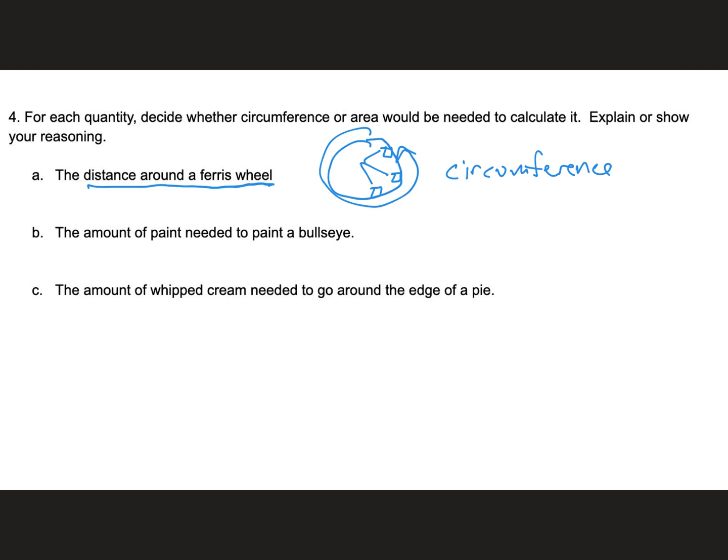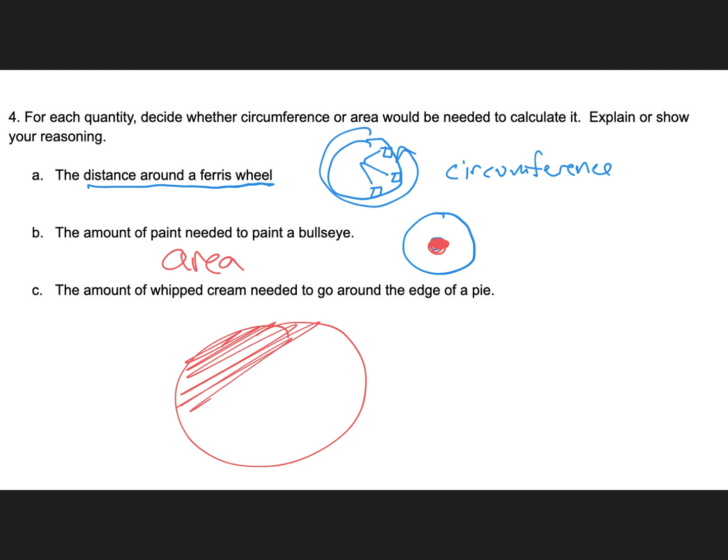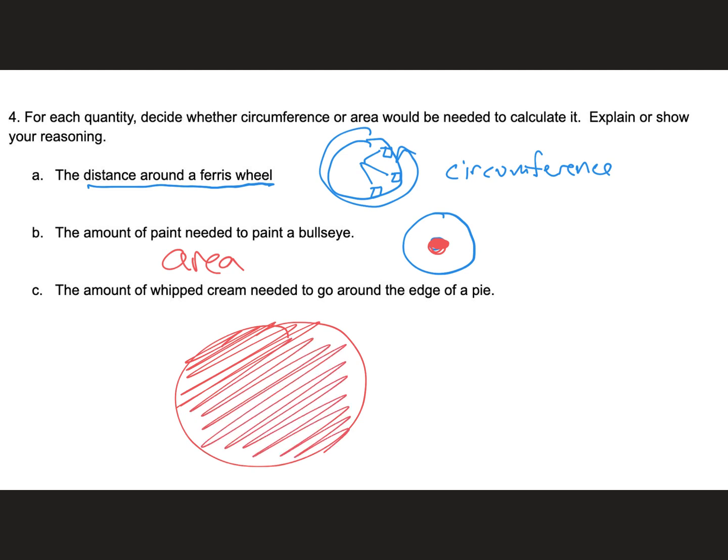The amount of paint needed to paint a bullseye. So if I have a circle and I need to paint the bullseye, like the middle part, we're looking at area. We're looking at the area of how much paint we need to paint that middle part. The amount of whipped cream needed to go around the edge of a pie. So if I have a pie and I want to put whipped cream around the whole outside of it, we're looking at area.